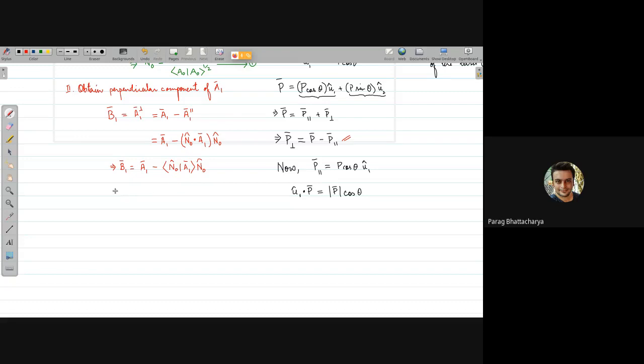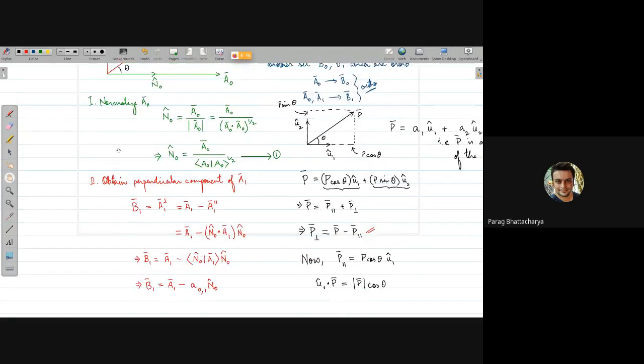So this gives us b1 is equal to a1 minus, this is going to give me the coefficient of expansion. If you try to expand a1 in terms of n naught, and whatever is the other vector, this is going to give us, let's say, a0 comma 1. We'll just call this coefficient a0 comma 1. This one comes from here just to distinguish, times n naught. So this is the vector b1, the perpendicular vector v1.